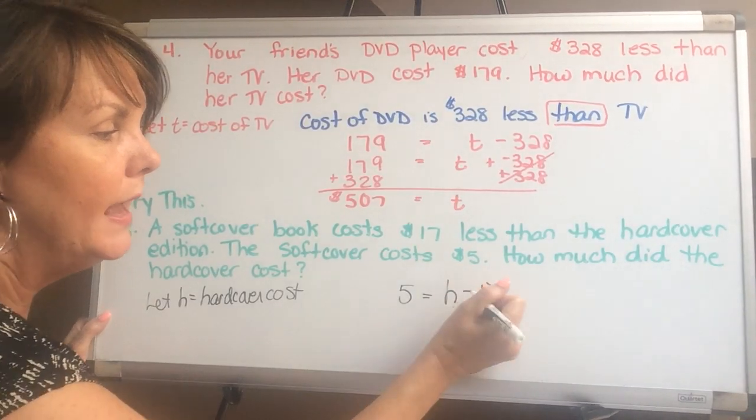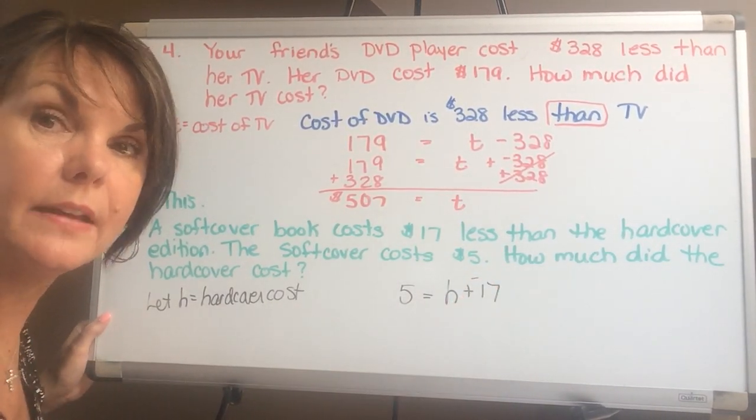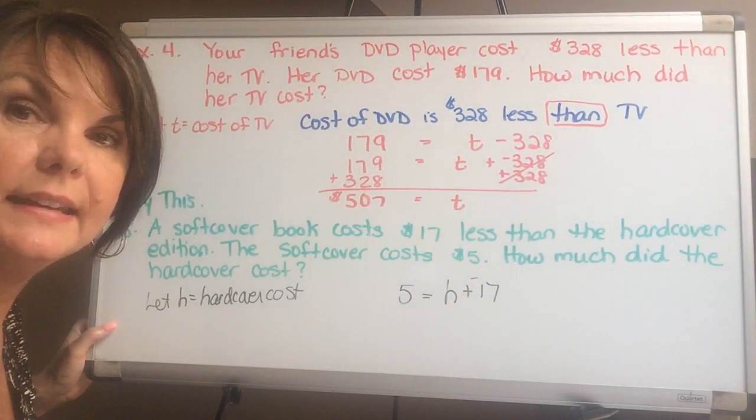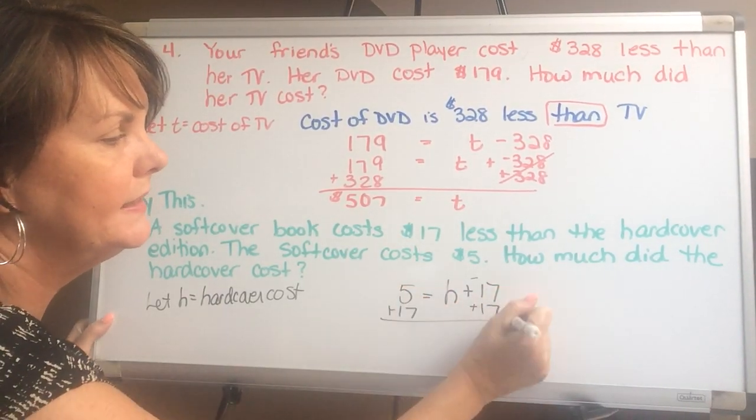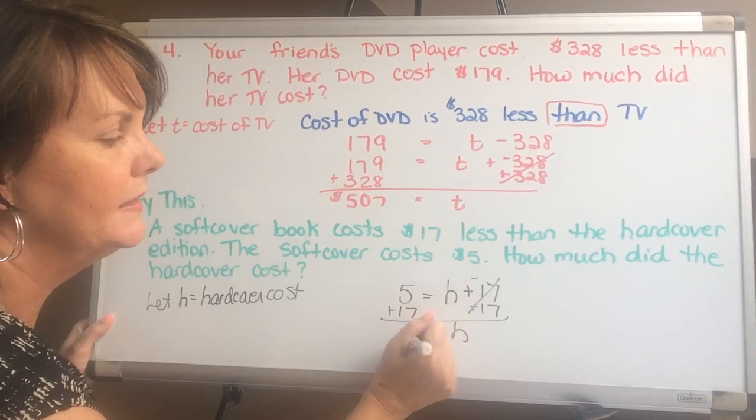Now, add the opposite. So instead of subtracting 17, we're going to add a negative 17 and add a positive 17 to both sides. And the hardcover book is $22.